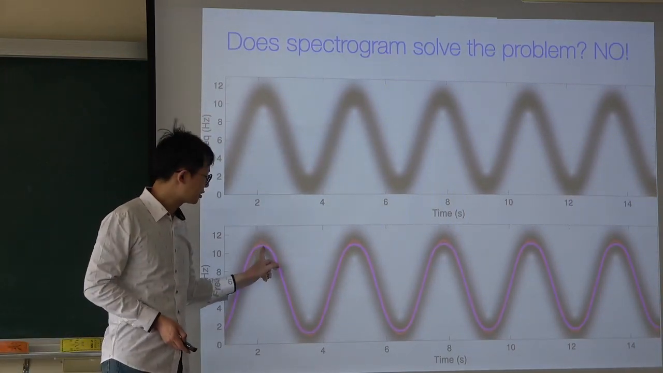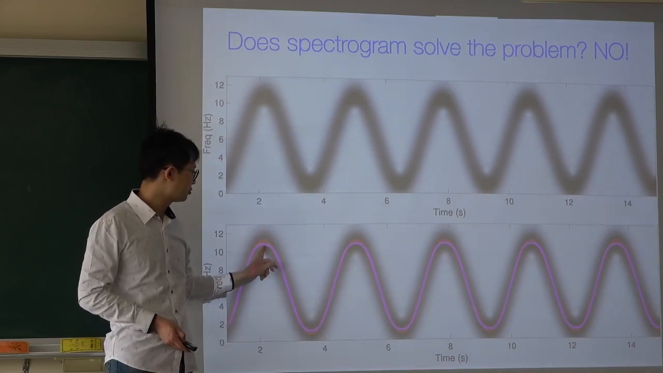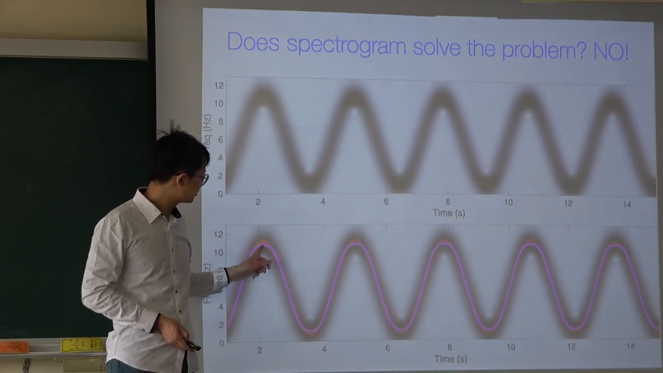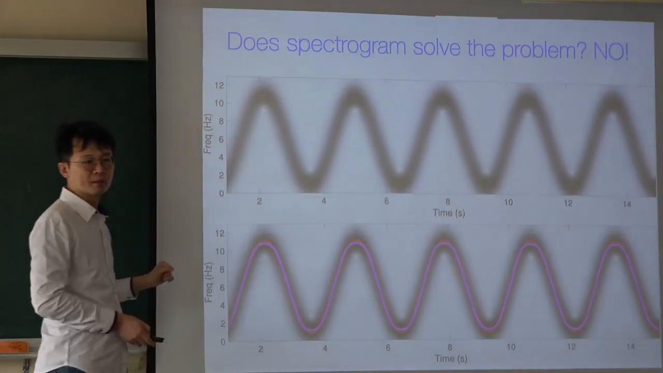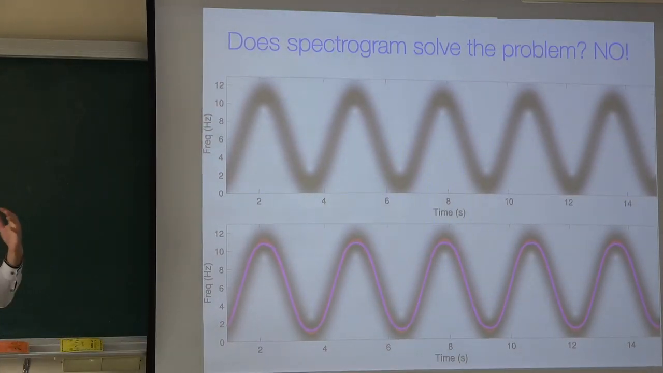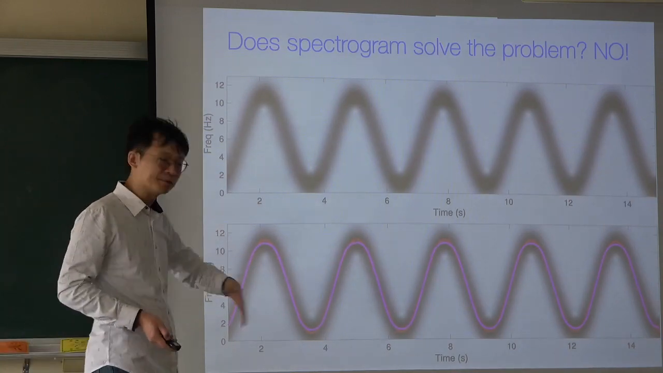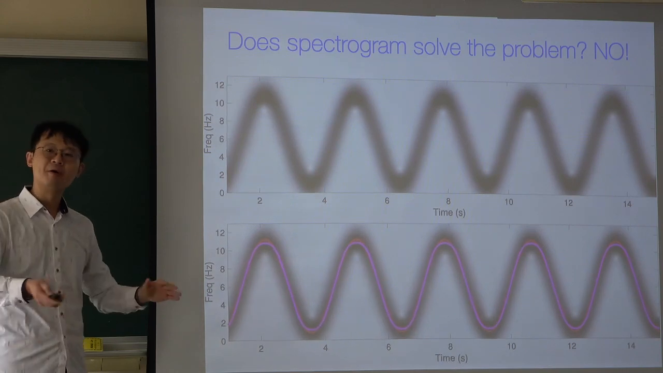I superimpose the local maximum at each time along the frequency axis, which is the purple curve. Now you see the purple curve also has this underestimated issue, which means the magnitude of the spectrogram cannot really help you directly. It also gives you the wrong information. So we fail. We need to do more.